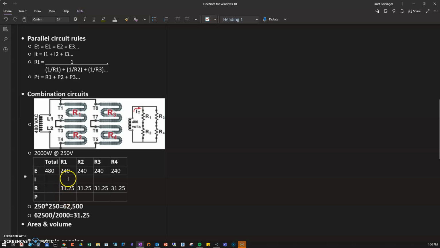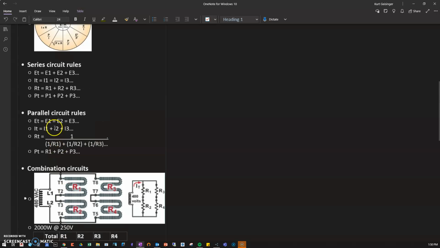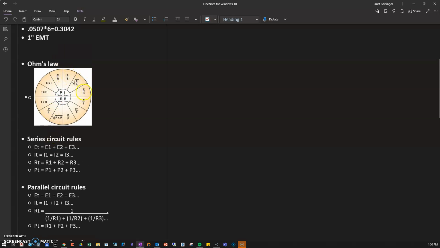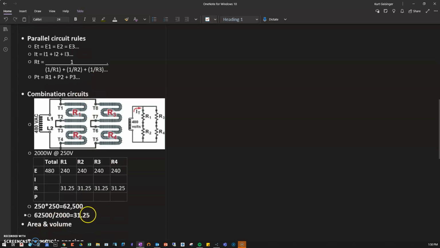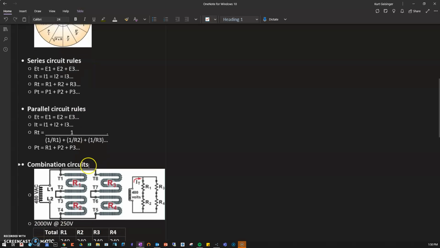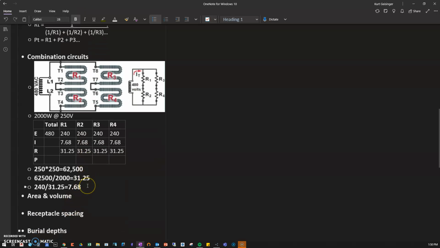So if I'm looking for I, if I have E and R, I'm going to say E divided by R equals I, right? So I'm going to go 240 divided by 31.25 equals I, which is 7.68. Again, because they are equally rated, I only have to do that once. And then let's find our P value, which I'm going to use E times I. It doesn't matter which one we use at this point. I happen to like E times I.